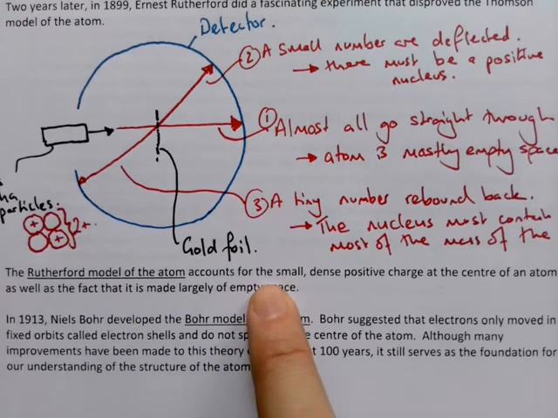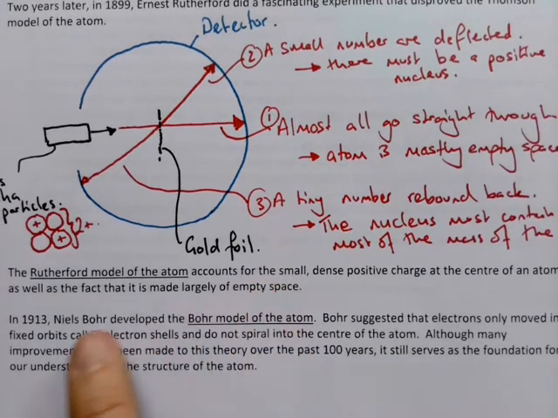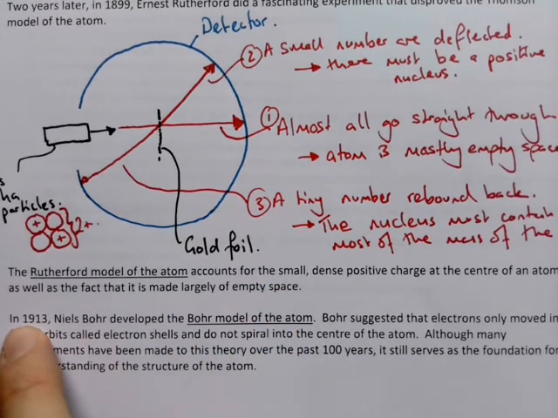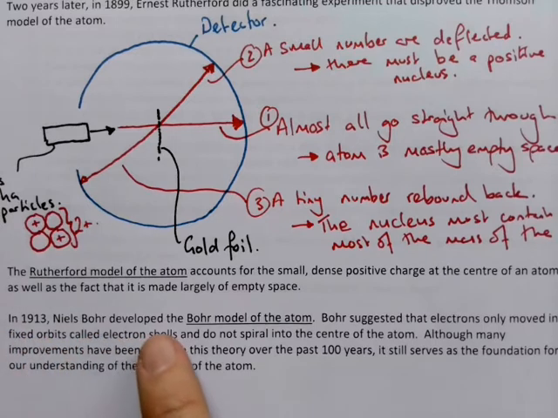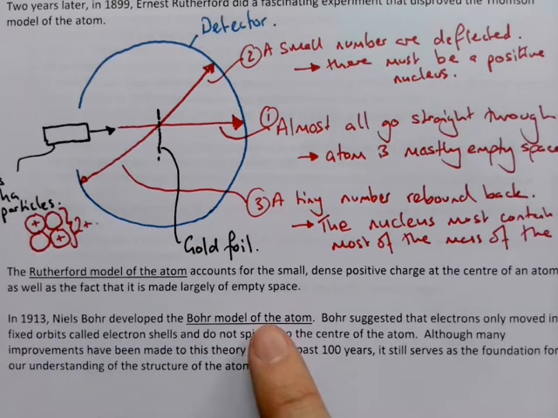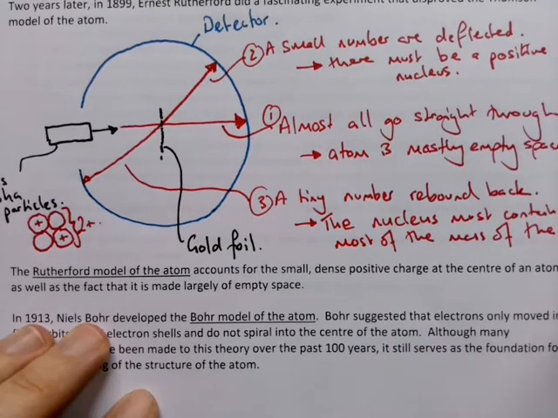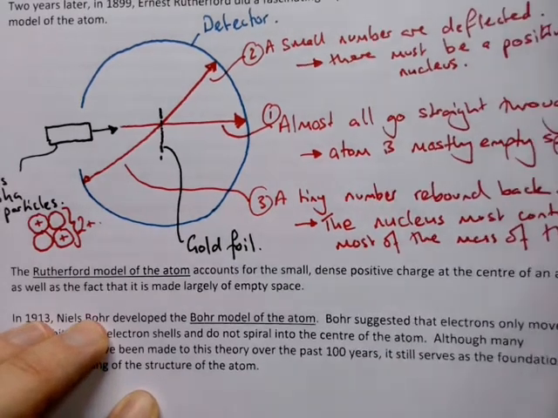Now, you might think, well done, Rutherford, that's probably it. But no. In 1913, so about 15 years later, Niels Bohr developed the Bohr model of the atom. Now, Bohr suggested that electrons moved in fixed orbits called electron shells and do not spiral into the centre of the atom. All right, so what do I mean by that?